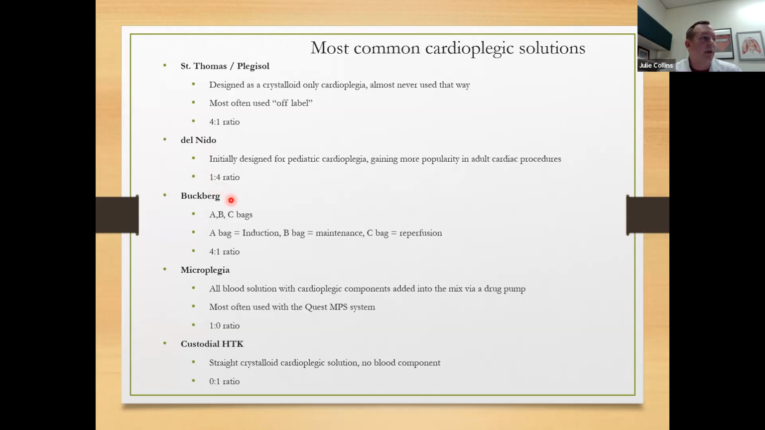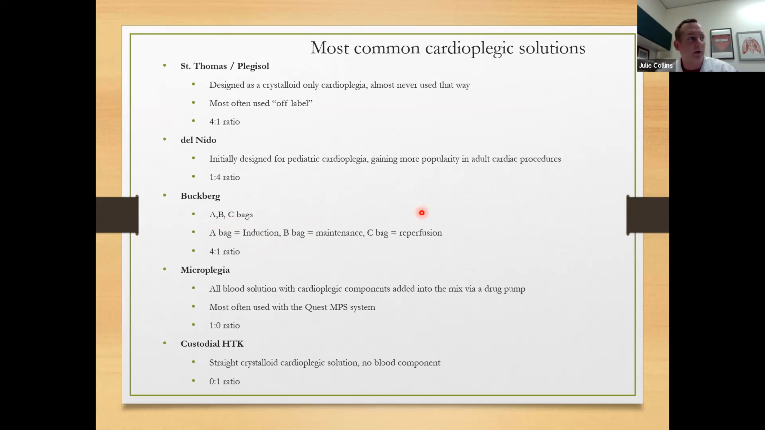Buckberg is a cardioplegia that was historically used. Usually there are 3 bags with Buckberg. You have your A bag, which is your induction, your B bag, which is your maintenance, and your C bag, which is your reperfusion. Buckberg is at a 4-to-1 ratio. Buckberg is a great cardioplegia solution. The problem is the A and B bags have D5 and the C bag has D50. So what do you think are the problems with giving that in terms of what's happening systemically?